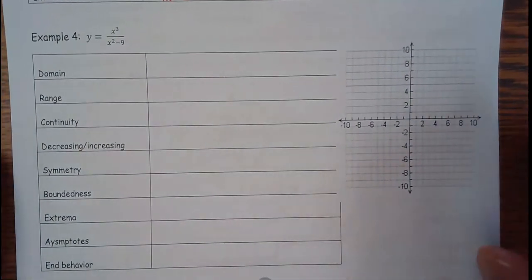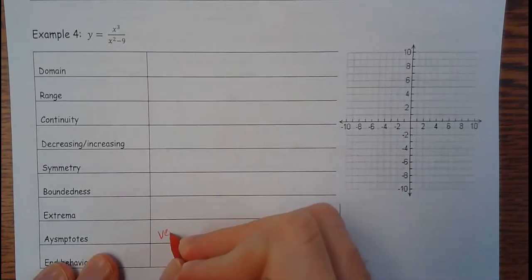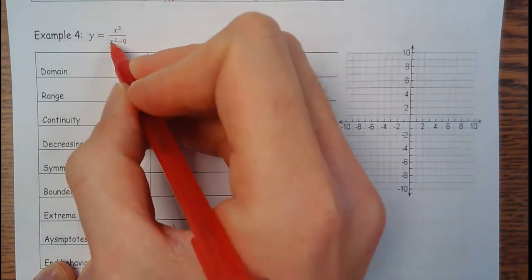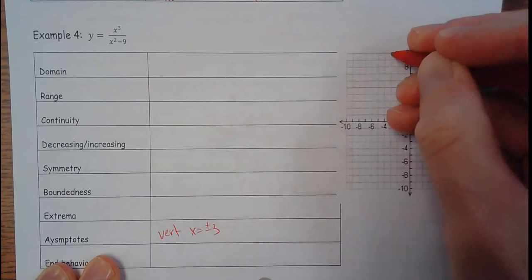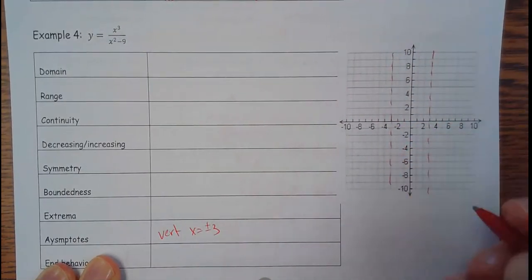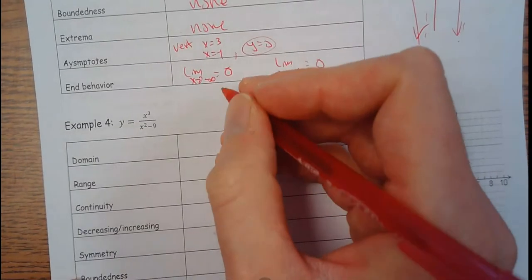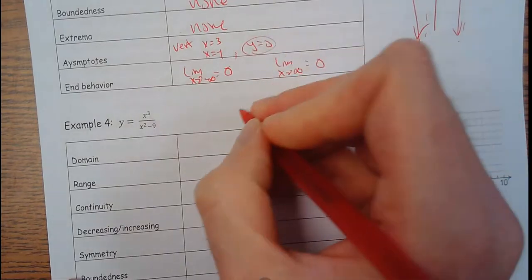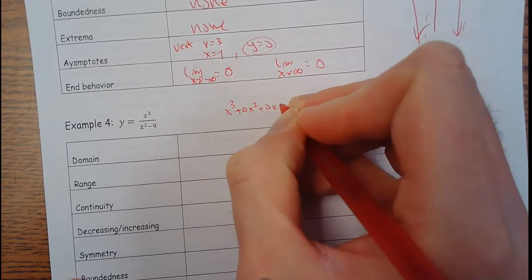Okay, this guy. So let's do, again, I like to do intercepts and asymptotes first. So let's do vertical asymptotes. What makes the bottom equal 0? This would be x equals plus minus 3. Okay, the top is greater, so that means for my end behavior, I got to divide these to figure this out. So we'll do x cubed plus 0x squared plus 0x plus 0.